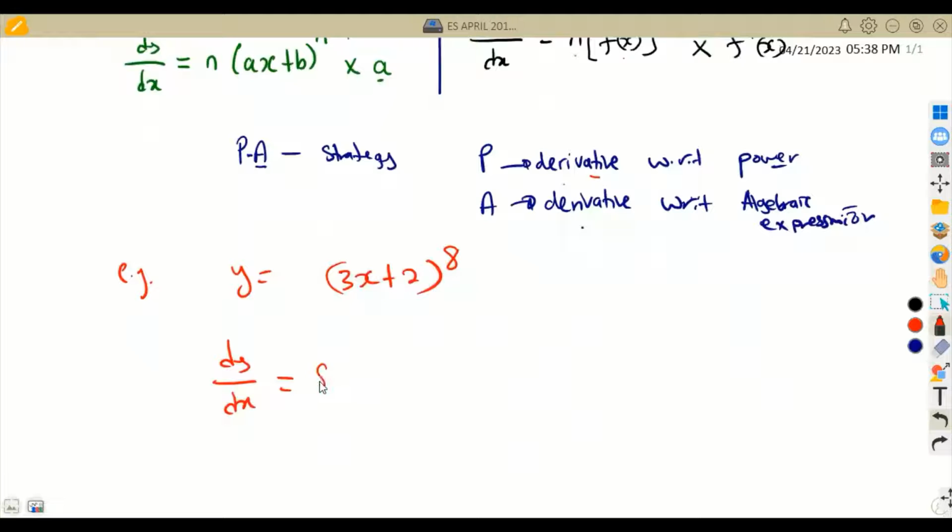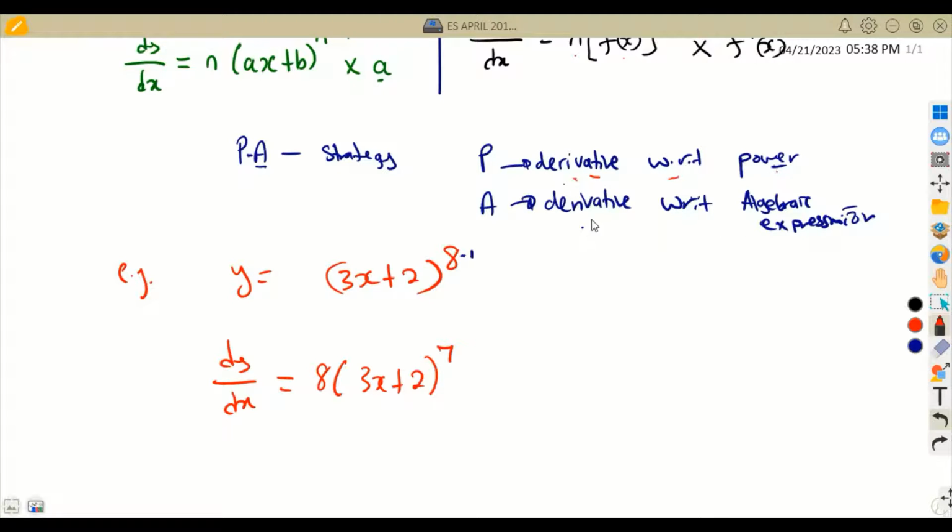So this is going to be 8(3x + 2), as it is. Then we subtract 1 on the exponent. So it's 8 - 1, which is 7. So this is the derivative that we are having from the power. That is the derivative with respect to the power.